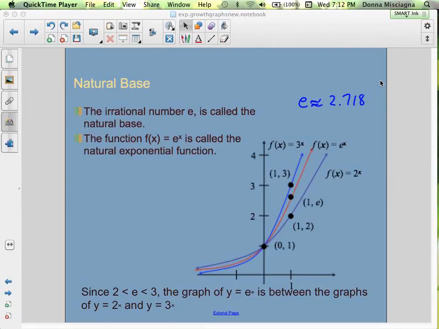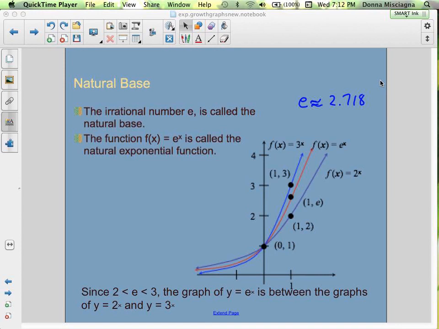Welcome. Right, so now we're going to be graphing with e. E is the natural base. It's an irrational number. E is called the natural base because it's the base of all naturally growing organisms. The function f of x equals e to the x is called the natural exponential function.